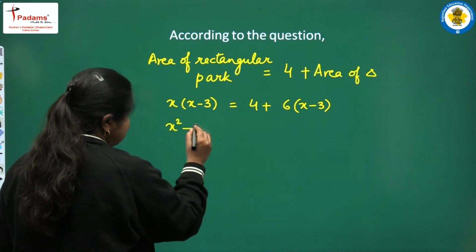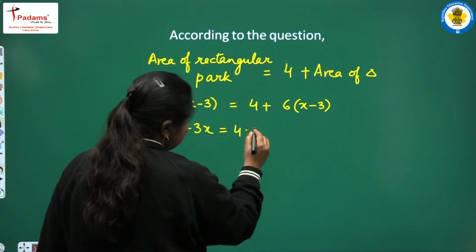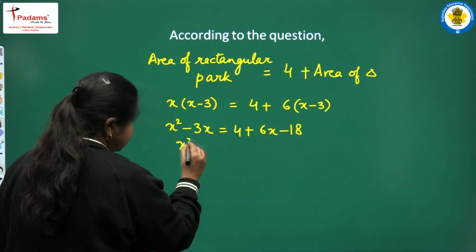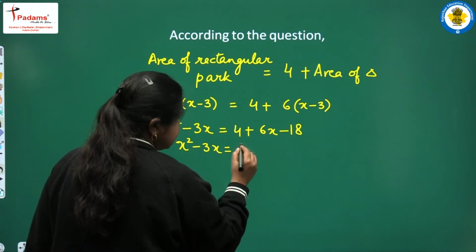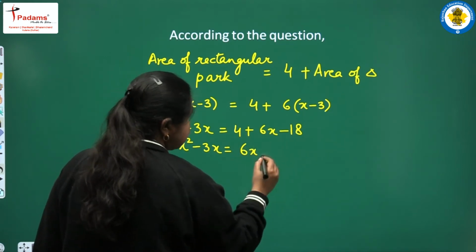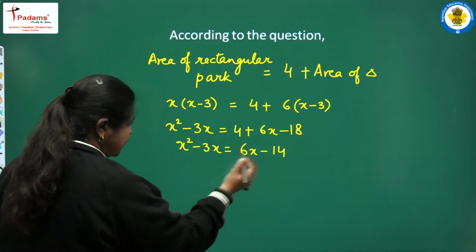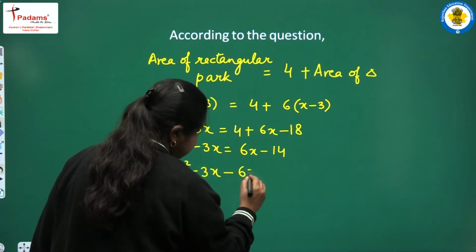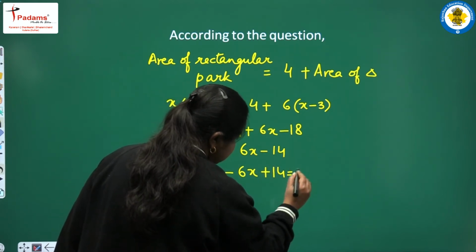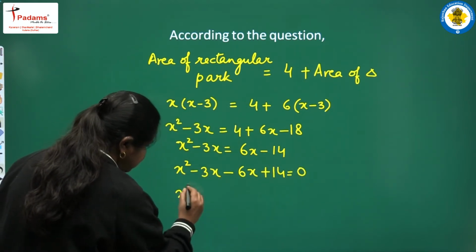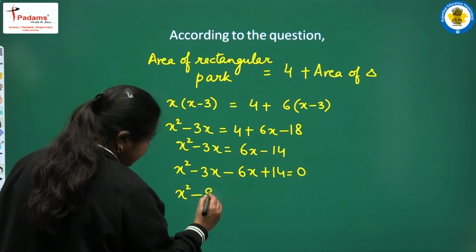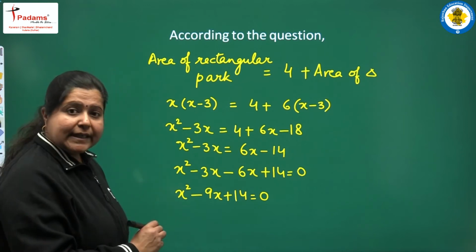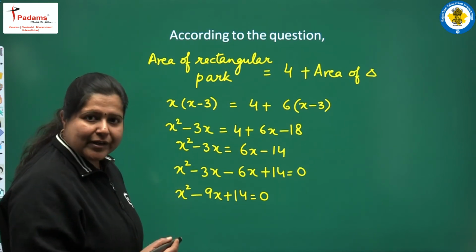Simplify. x square minus 3x is equal to 4 plus 6x minus 18, since 6 threes are 18. Again simplify. x square minus 3x is equal to 6x and 4 minus 18, which is minus 14. Bring both these terms to the LHS. x square minus 3x minus 6x plus 14 equal to 0. Now x square minus 3 minus 6 will be minus 9x plus 14 equal to 0. Now we need to solve this equation by using the quadratic formula.